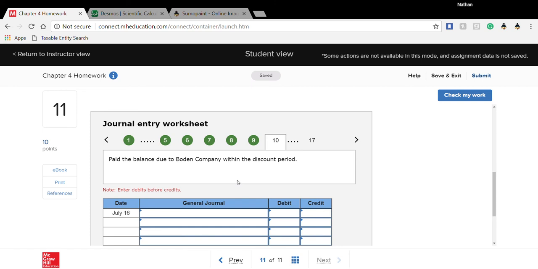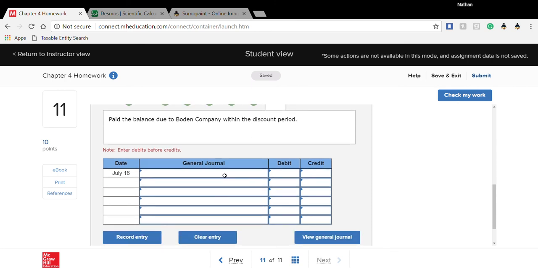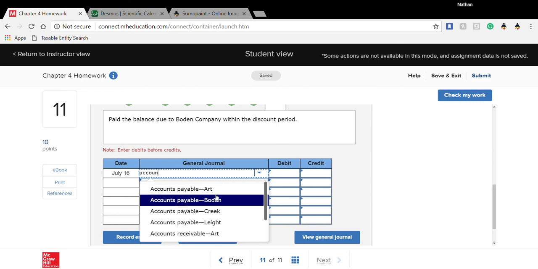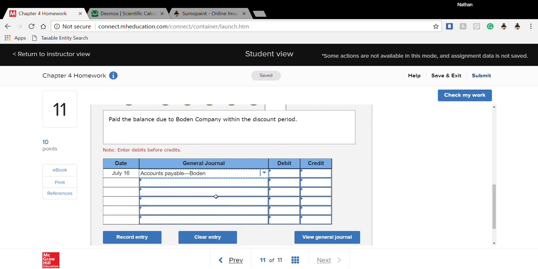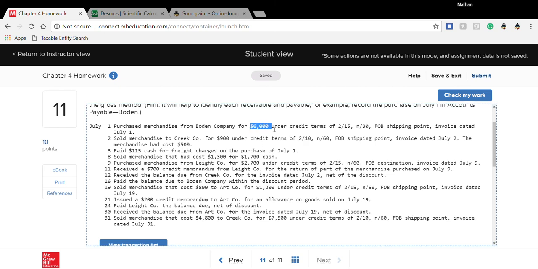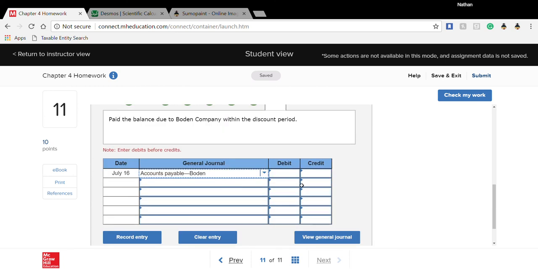We now pay the balance due to Bowden Company within the discount period. Again, no returns whatsoever. So we are going to have discount, but first we paid our balance. So we know it's accounts payable because that's going down. It's only a debit. Since there are no returns, we just put the full amount of the contract. For us in this one, it's $6,000.